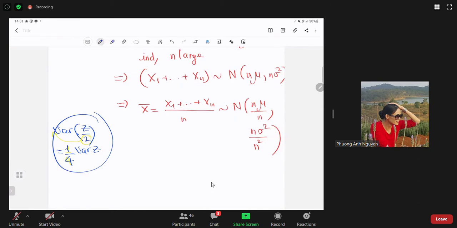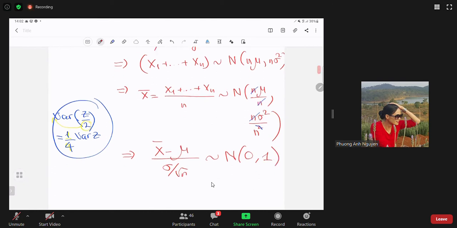So the x bar will approximately follow this normal distribution, and then I can simplify. Divided by n, I get mu, the mean, and sigma squared divided by n. So one step further, x bar minus mu divided by the standard deviation, which is sigma over root n, will follow the normal distribution with mean 0, variance 1.